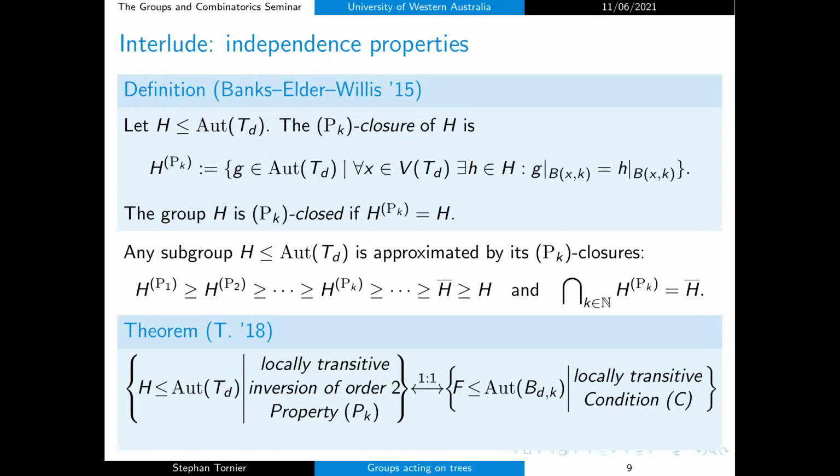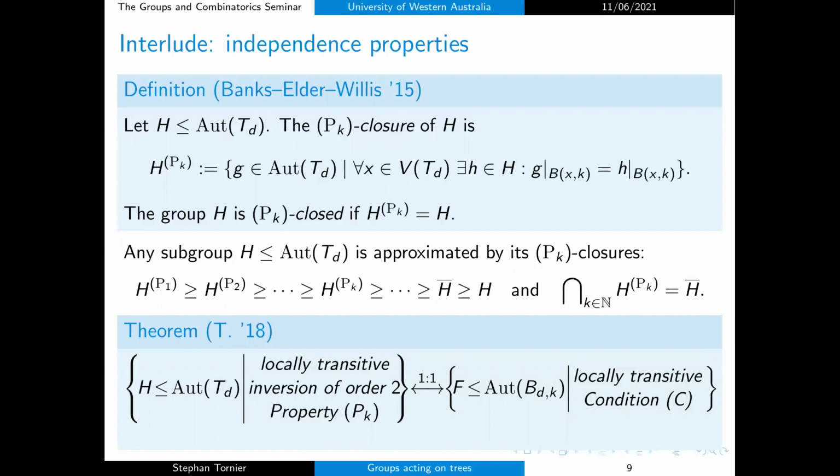So yeah, you get this nice one-to-one correspondence between this class of groups acting on trees and these permutation groups with this specific particular condition C. Sorry, yes, oh yes, I mean, P-K closed. I should have written that. Yes.